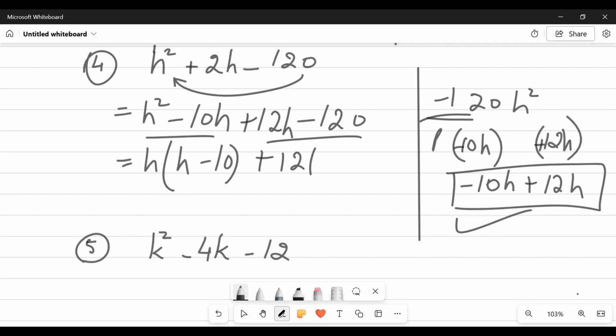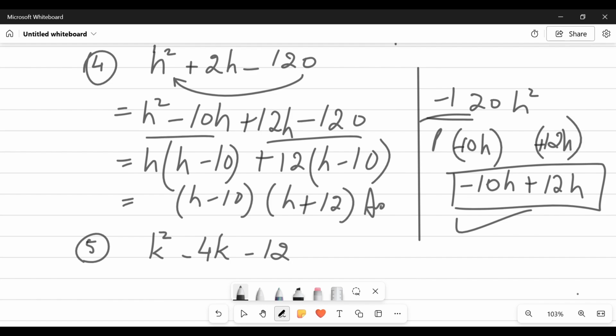12 is the highest common factor. Okay, we don't need to take common factor, we need to take highest common factor. H left, plus minus minus, and 12, what's a 120? 12 10s are 120. Both the brackets are same. It means you found the correct factors, right? So h minus 10 one time, h plus 12. Okay, so this is the answer, right?